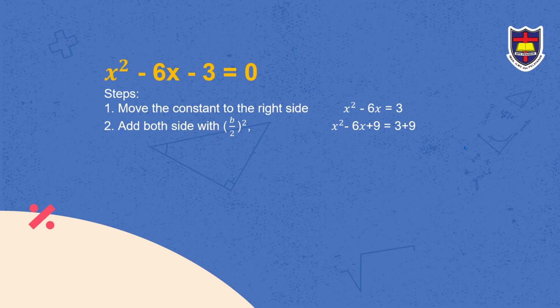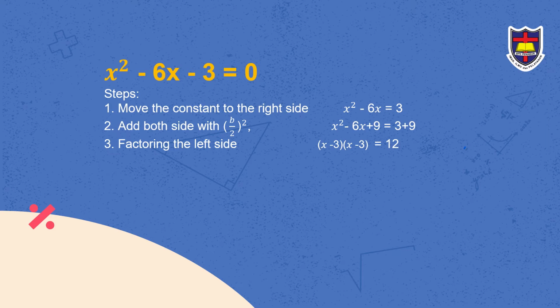And then for the second step, we must add to both sides b over 2 squared. So b is negative 6, and we have negative 6 over 2 equals negative 3. Negative 3 squared equals 9. So add 9 to both sides, and we have x squared minus 6x plus 9 equals 3 plus 9. And then 3 plus 9 equals 12.